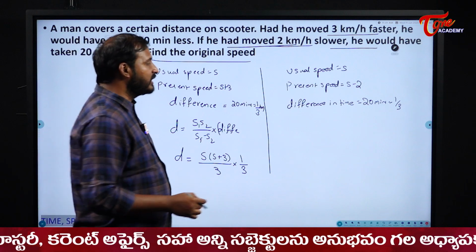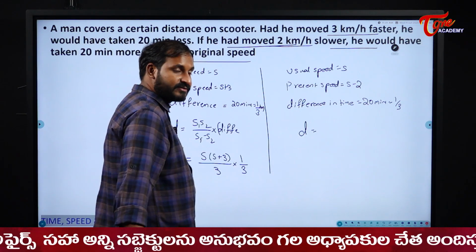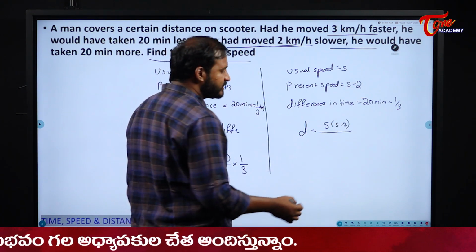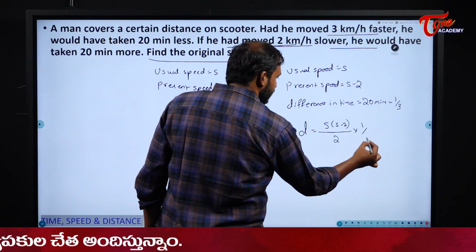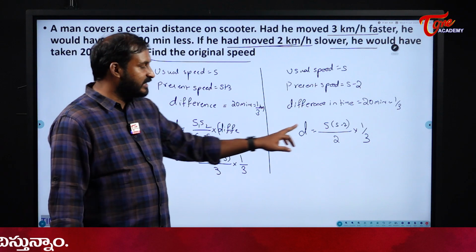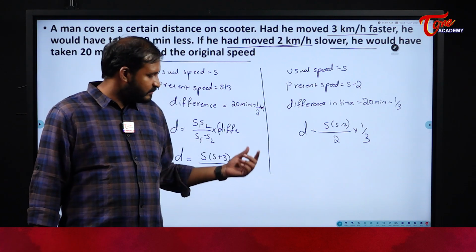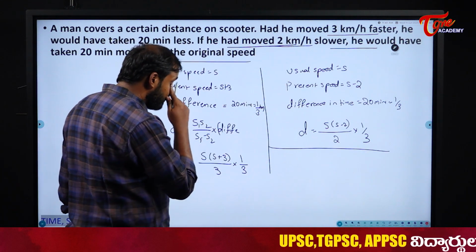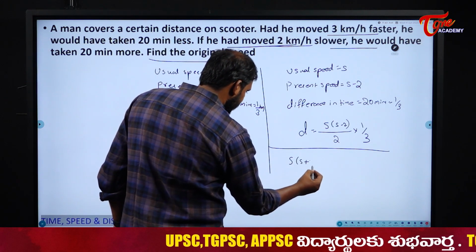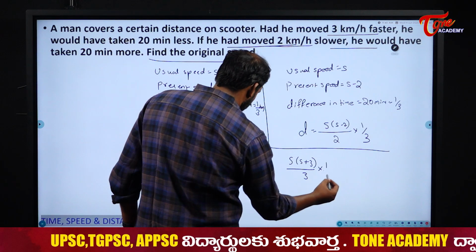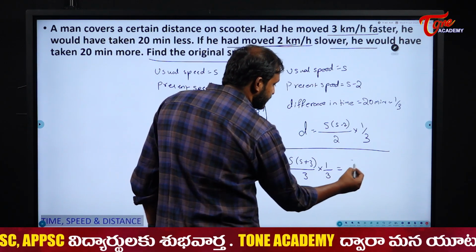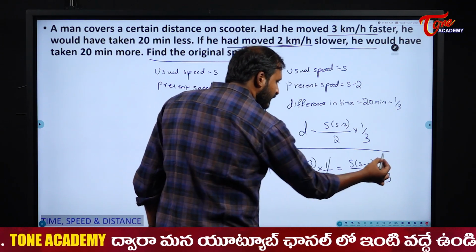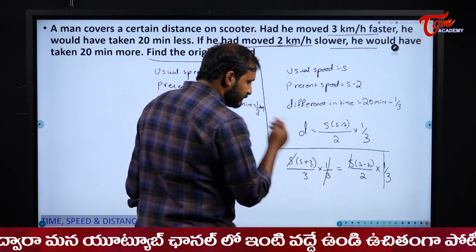Now, the same formula. What is the formula for distance in this case? Distance will become S into S minus 2. S is greater, so S minus S minus 2 becomes 2, into 1 by 3. The distance measured here and the distance measured here are both the same, so I will equate the distances. S into S plus 3 by 3 into 1 by 3 is equal to S into S minus 2 by 2 into 1 by 3. Now 1 by 3 gets cancelled, S gets cancelled. So what am I left with here?